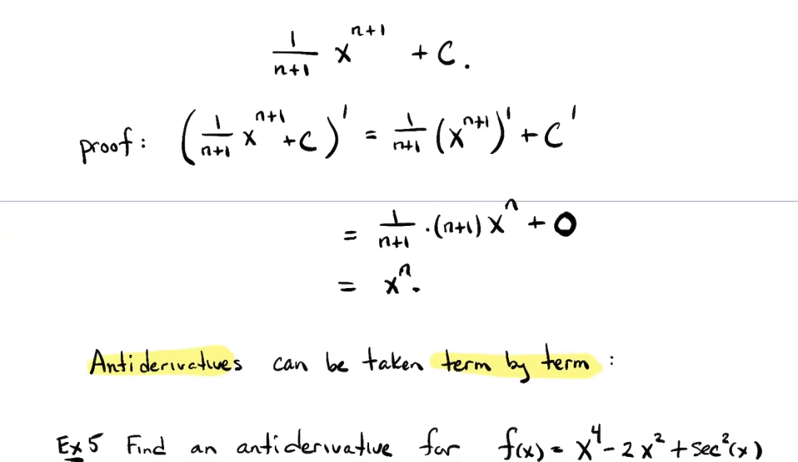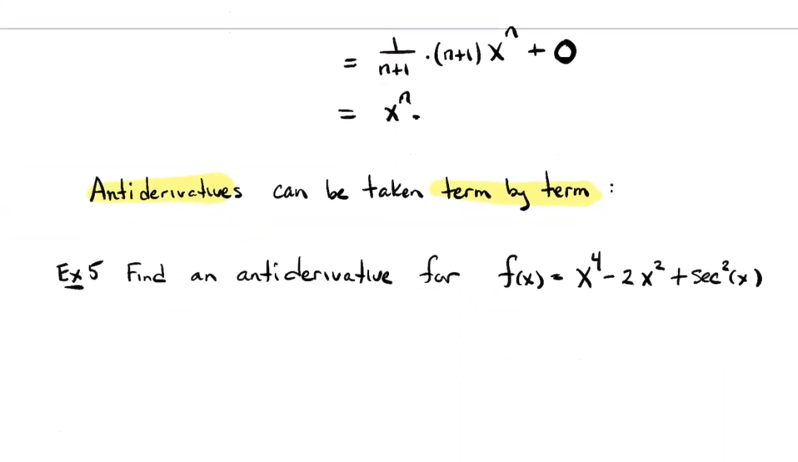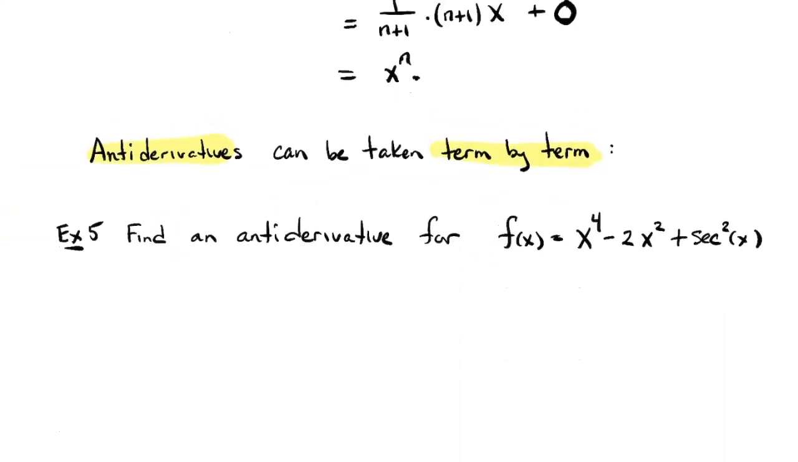All right, so let's check out an example. Maybe I want to find the antiderivative for a function like this. It's x to the fourth minus 2x squared plus secant squared. Okay, so I'm going to do this term by term. Finding an antiderivative for it, I'm going to call it capital F of x.